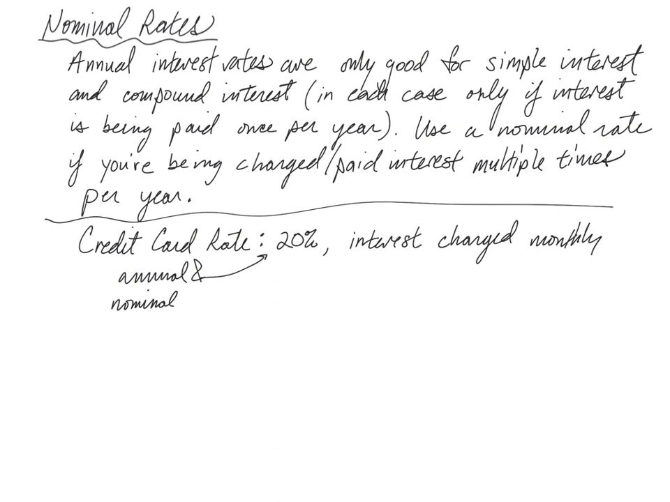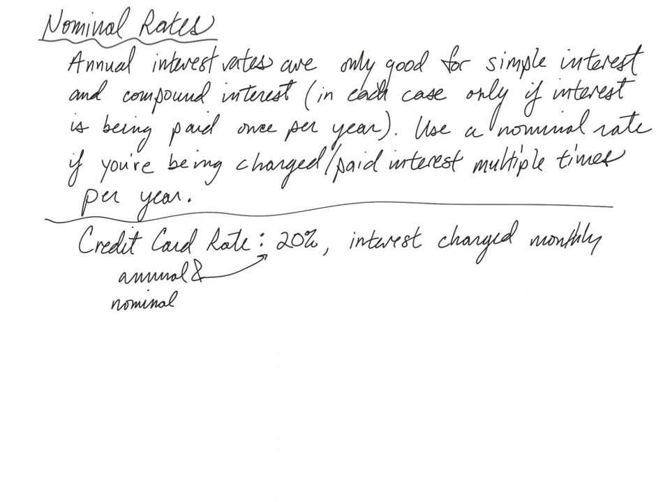So what I want to do now, using this example, is just figure out how we can know how much interest the credit card company is charging per month. Charging 20% per month doesn't make any sense, first of all, because this is an annual rate and we're being charged interest monthly. Those two units do not match up. So how can we figure out what the monthly interest rate is?